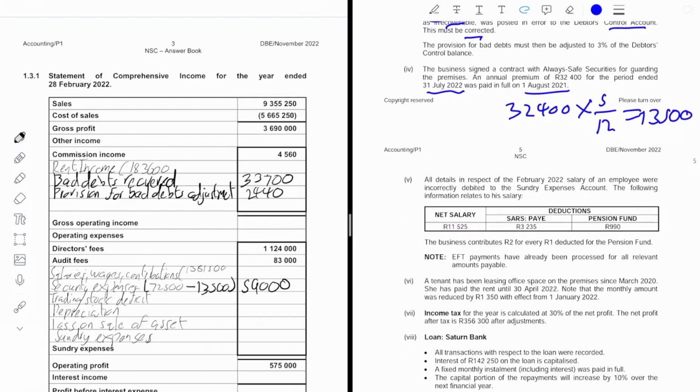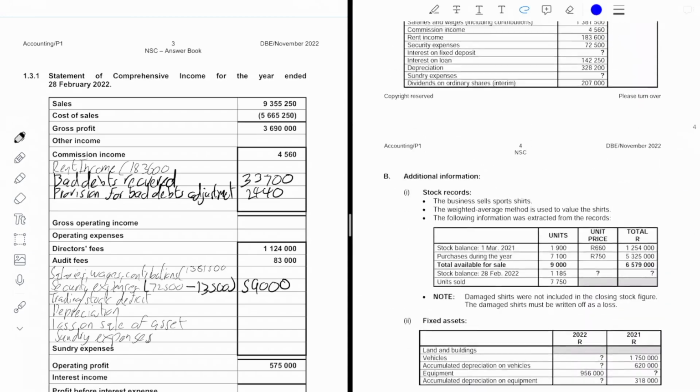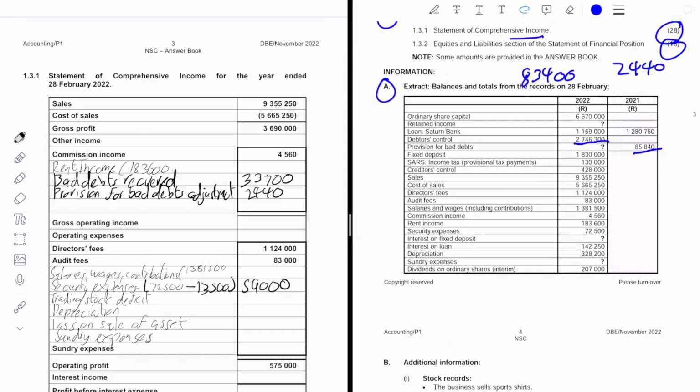Okay, then in information 5, all details in respect of the February 2022 salary of an employee were incorrectly debited to sundry expenses. The following information relates to his salary. Now, there's two adjustments we need to make here. Firstly, to the salaries and wages, and that includes your contributions.